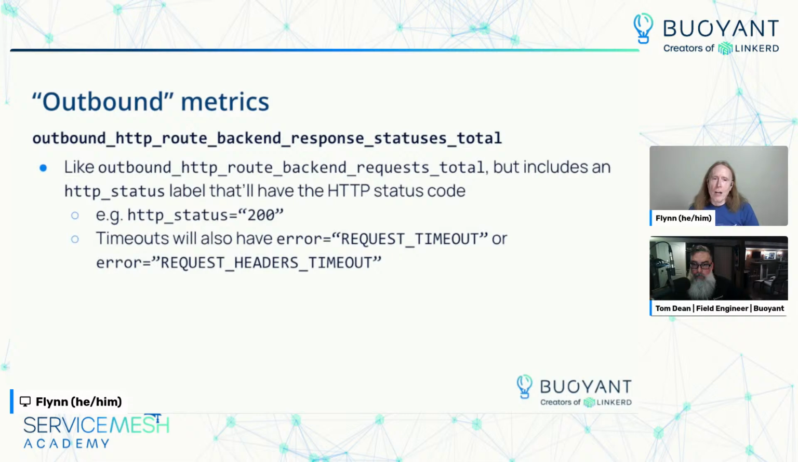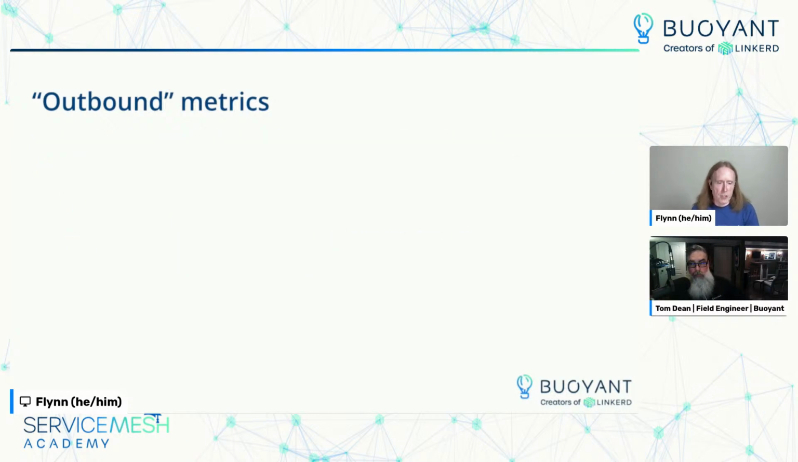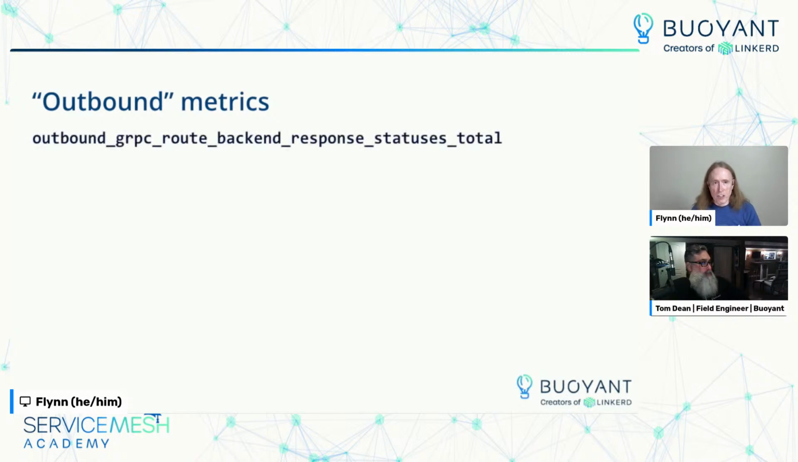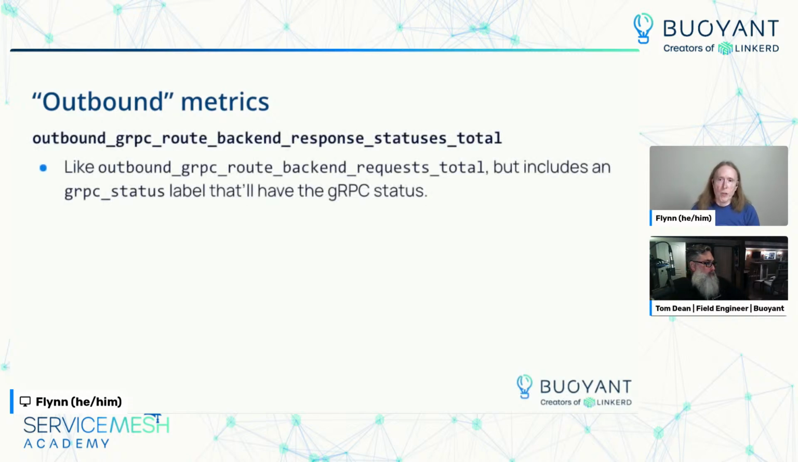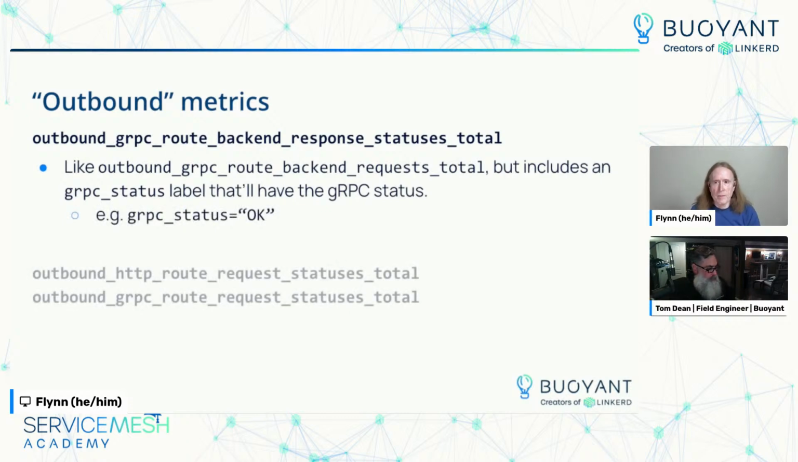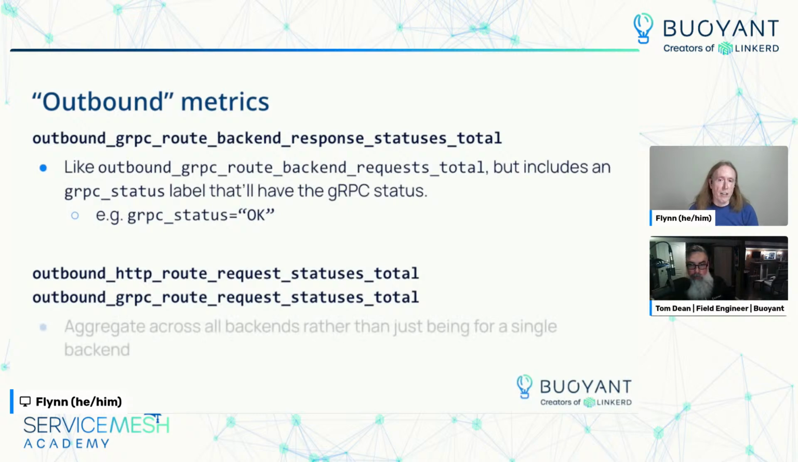You can also see error request timeout or error request headers timeout, and that's the primary timeout metric if you have timeouts set, which was a little interesting to see. There's a gRPC version of this as well. It's pretty much the same, except your gRPC status gives you the gRPC status with things like okay or unknown or whatever. We also have versions of these that don't split out things by the backend. They just aggregate across all of the backends for a given deployment and parent.